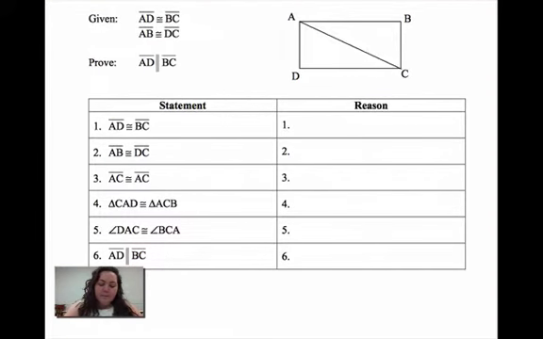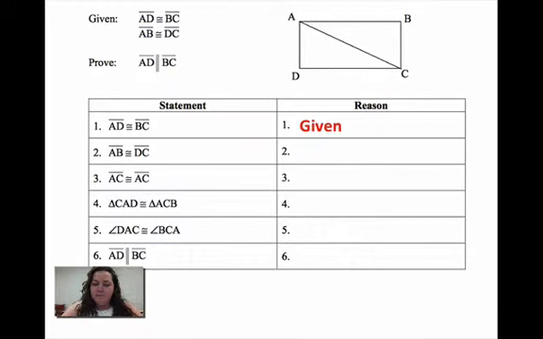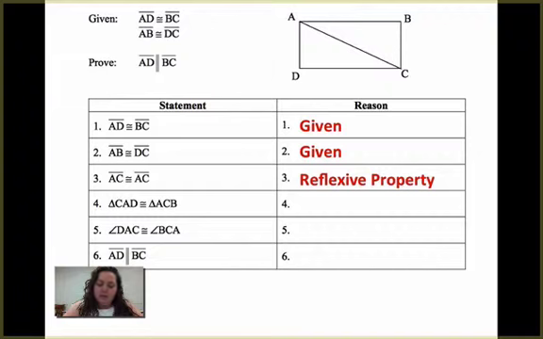Alright, this one, they told me that AD is congruent to BC and that AB is congruent to DC, and I want to prove that AD is parallel to BC. So I'm going to put my first pieces here. Given, another given. Then I could say that AC is congruent to AC by the reflexive property. And then if I look at that, let me put the tick marks here.